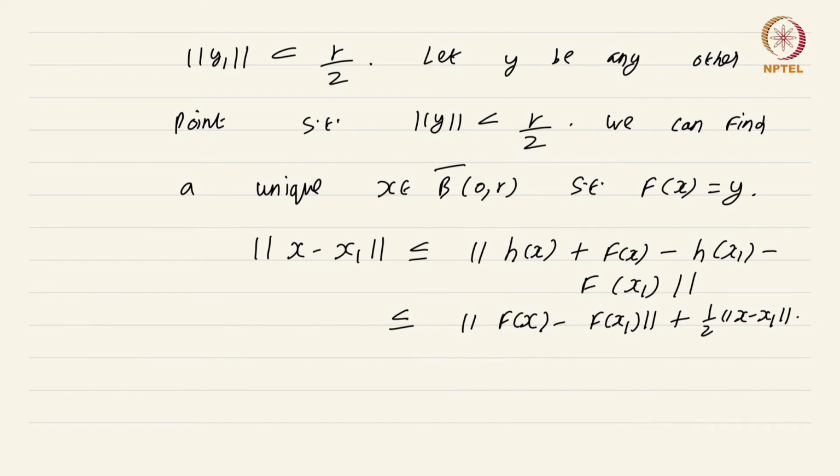Okay, so the net upshot of all this is that norm x minus x1 is less than or equal to twice norm f of x minus f of x1. Okay, so we just take half of norm x minus x1 to the other side and cross multiply this 2 and you get this. Okay, so what does this show?